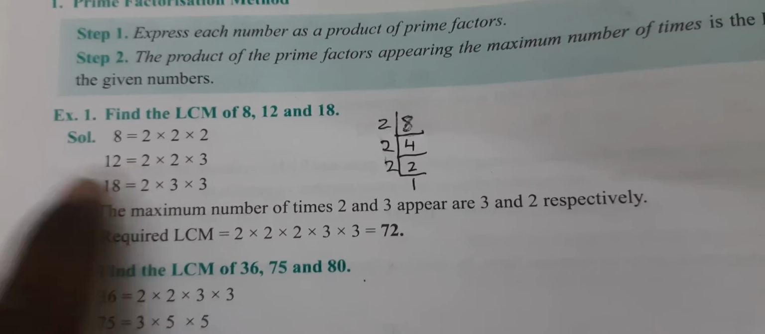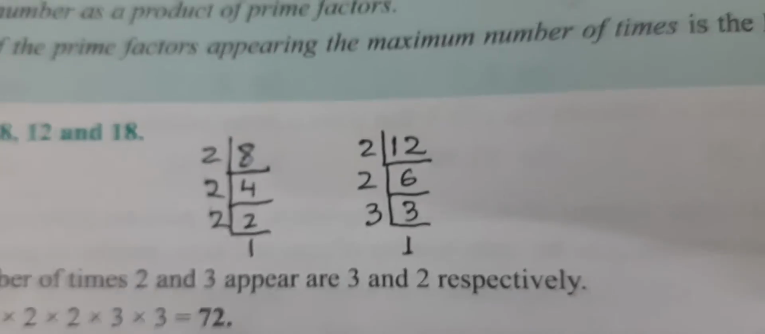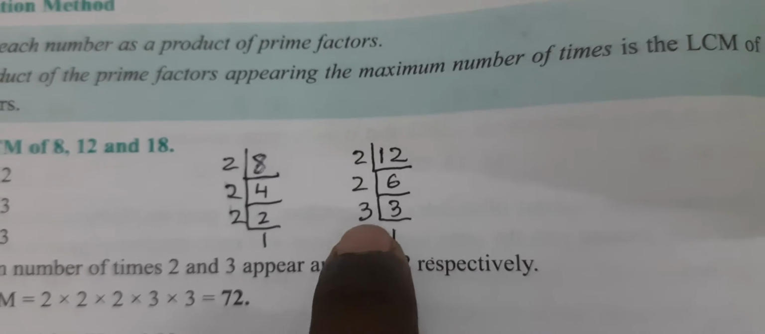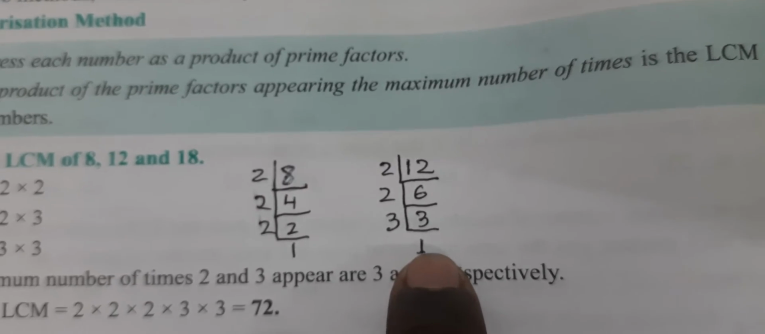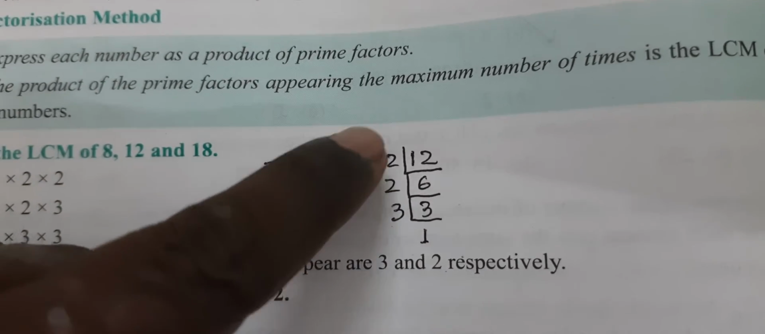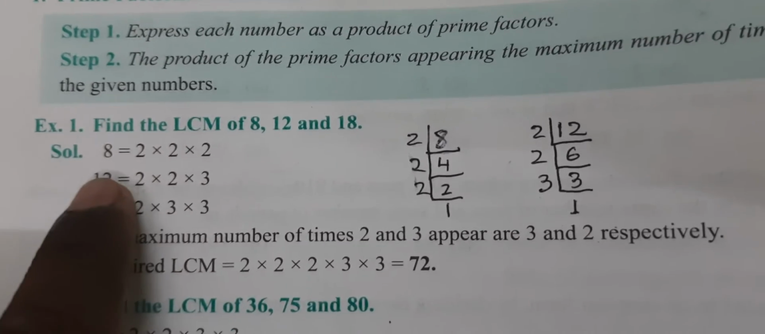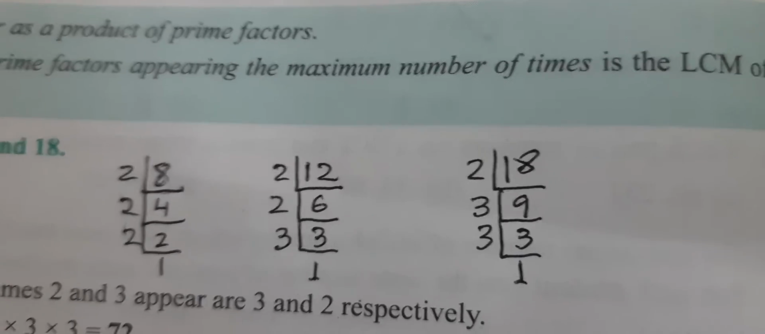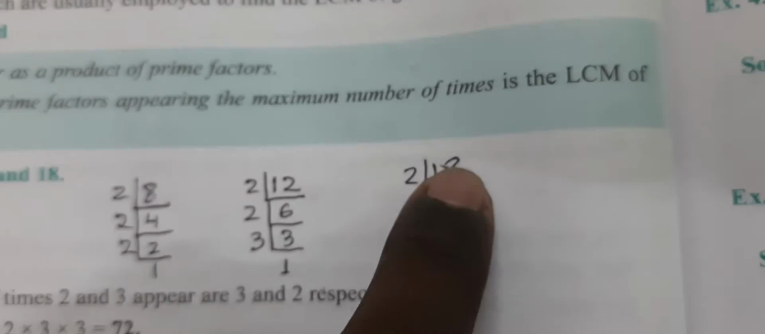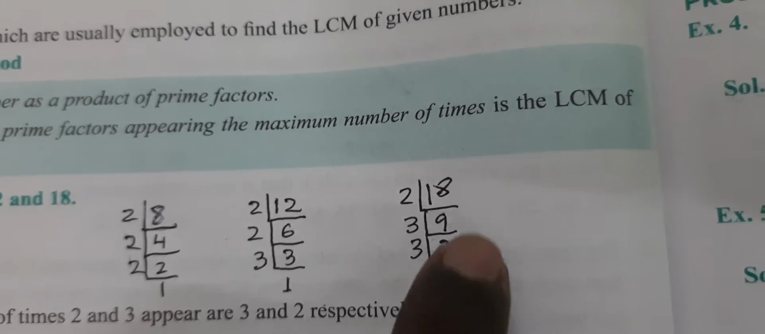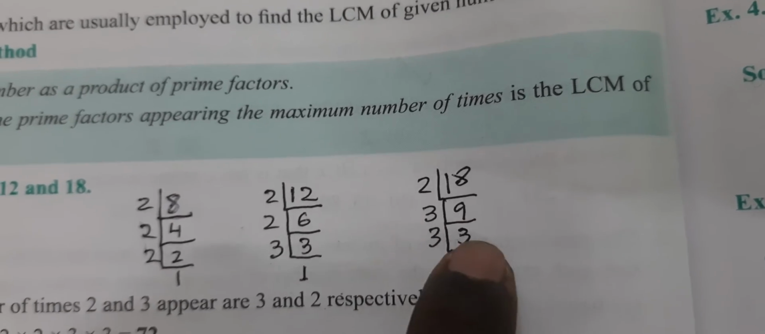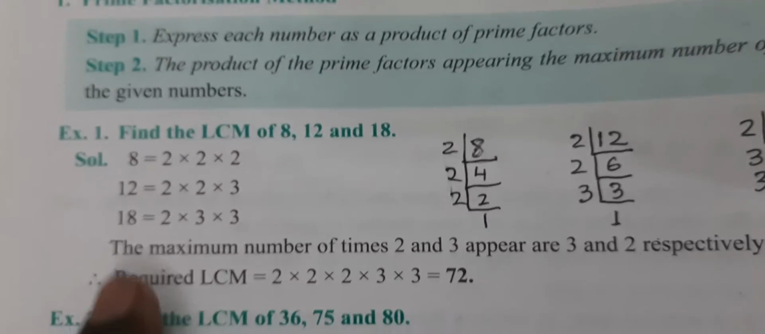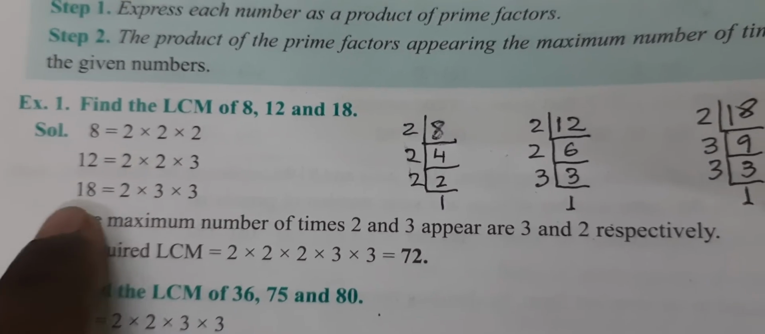Similarly, prime factors of 12: 2 sixes are 12, 2 threes are 6, 3 ones are 3. The moment you get 1, we stop. So what are the prime factors? 2 into 2 into 3. So prime factors of 12 are 2 into 2 into 3. Similarly, prime factors of 18: 2 nines are 18, 3 threes are 9, and then at the end 3 ones are 3. So which are the prime factors of 18? 2 into 3 into 3. So here they are, 2 into 3 into 3 are the prime factors of 18.